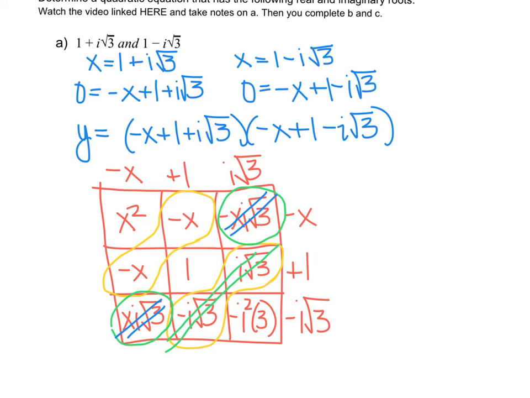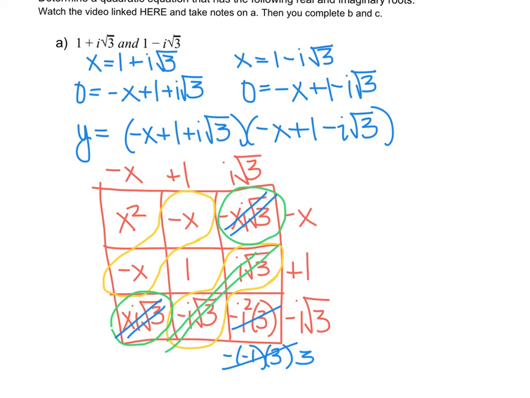The other thing I want to take a look at is in this bottom right hand corner. I have an i squared and a 3. Well, we know that i squared is equal to negative 1. So since we have the opposite of i squared, we're going to have the opposite of negative 1 times 3. Well, the opposite of negative 1 is positive 1, and positive 1 times 3 is just going to be 3.